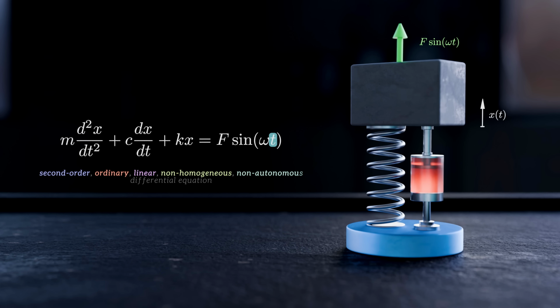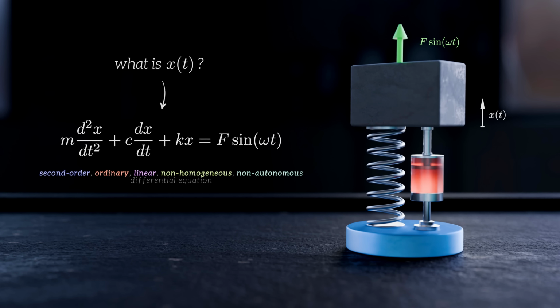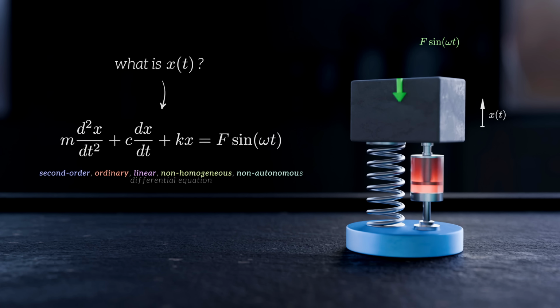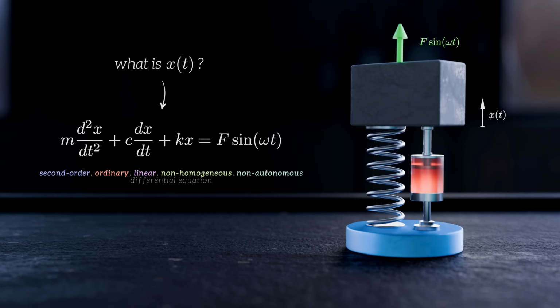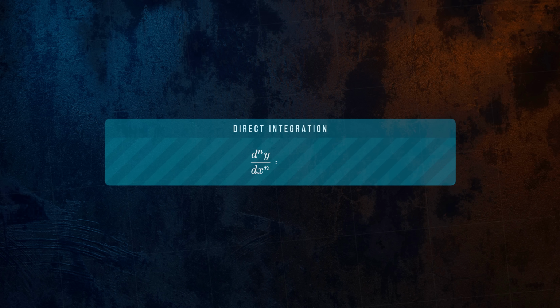Solving a differential equation is the process of finding the unknown function that satisfies the equation and meets any boundary or initial conditions. It's a huge topic, so for this video, let's just touch on a few common solution methods. Direct integration is used when a derivative of any order appears by itself on one side of the equation, and the other side depends only on the independent variable.